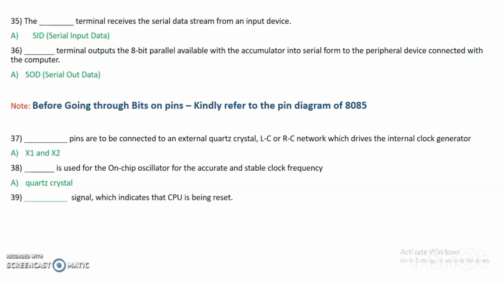Bit number 39, dash signal which indicates that CPU is being reset. So the answer will be reset out. Reset out will be generally pin number 3, which will be indicating that CPU is being reset.